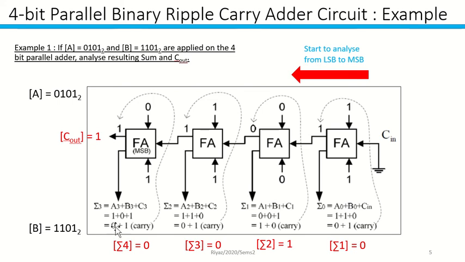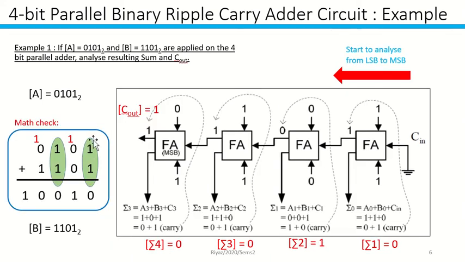My mistake, this is wrong. A3 is 0, B3 is 1. So just 0 plus 1, and then you have 1 over here, so it doesn't change the circuit. So 0 plus 1 plus 1, you're going to have a sum of 0 and carry of 1. So you have sum 4 equals 0. You put the carry over here. Cout is 1. So let's check with the mathematics.